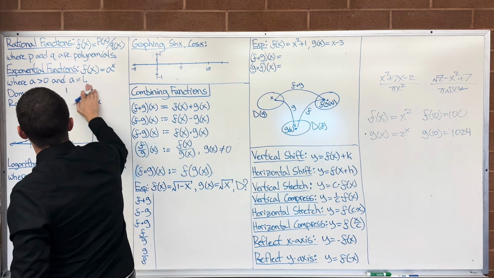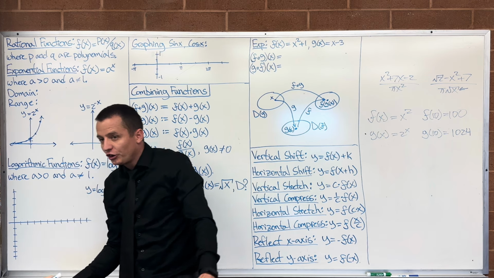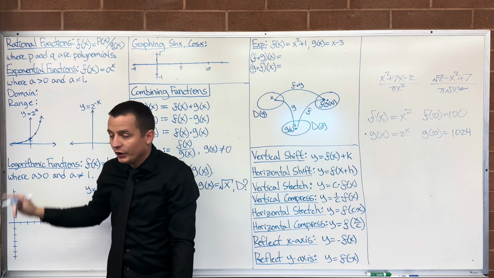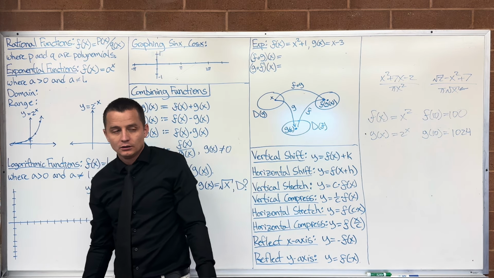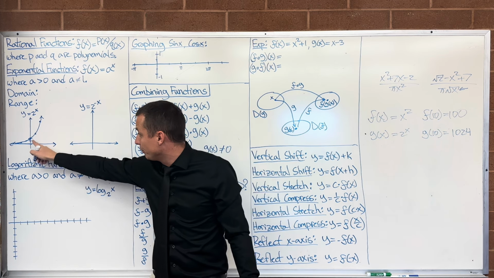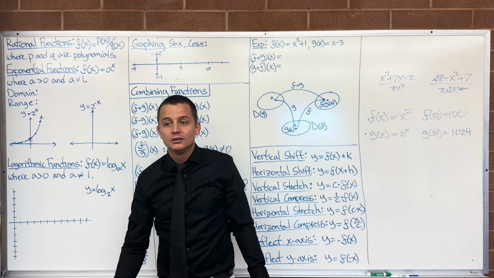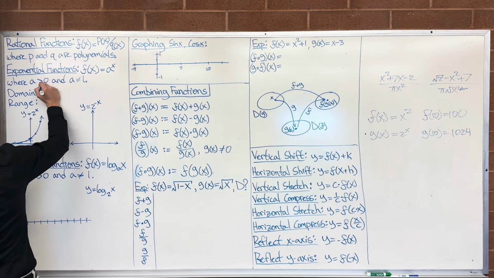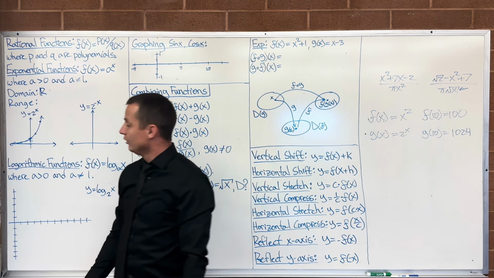What are all the numbers I can plug into this function? What's our domain? What are all the numbers I can put in there without breaking it? Everything. We plugged in 0, we plotted that. So we can put in everything, all of R. What's our range?